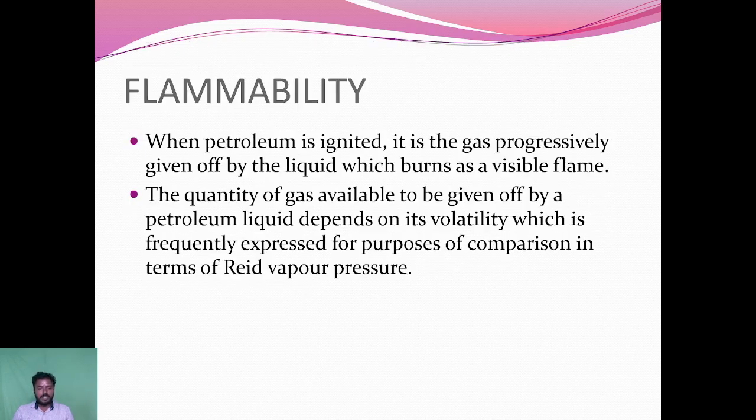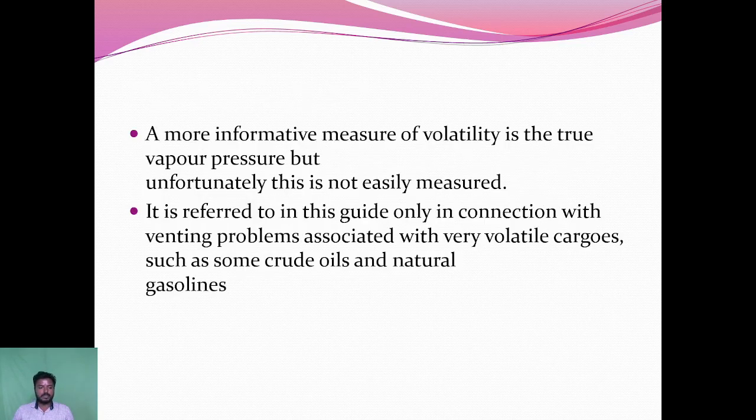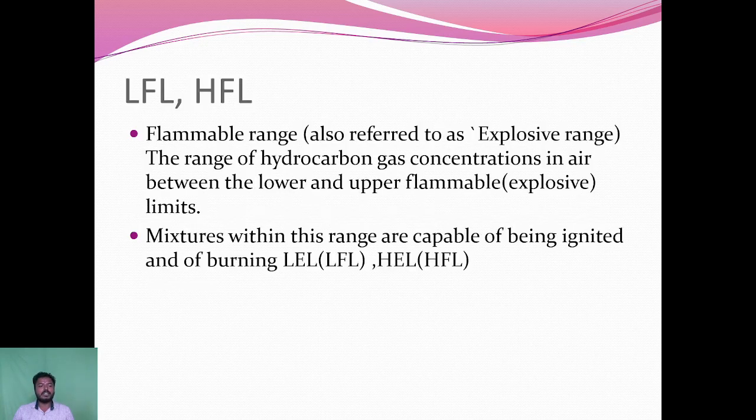Flammability. When petroleum is ignited, it is the gas given off by a liquid that burns as a visible flame. The quantity of gas available to be given off by a petroleum liquid depends on its volatility, which is frequently expressed by comparison in terms of Reid vapor pressure. The more informative measure of volatility is the true vapor pressure, but unfortunately this is not easily measured. It is referred to only in connection with ventilation problems associated with very volatile cargoes such as some crude oils and natural gasolines.